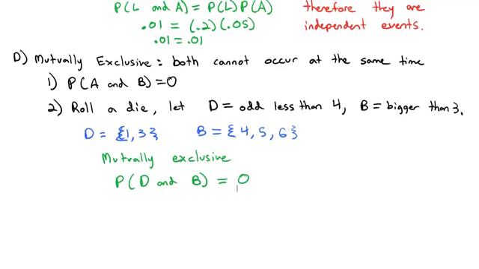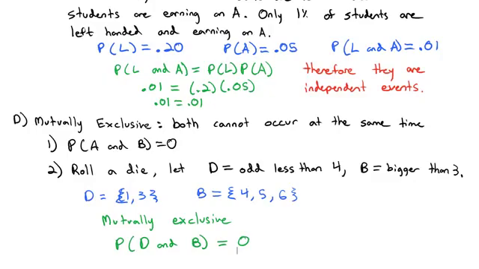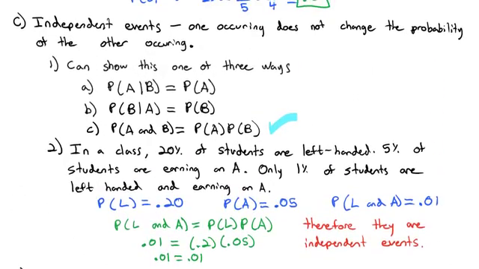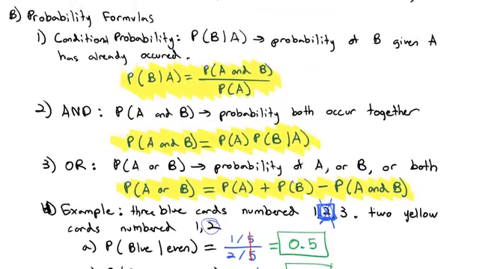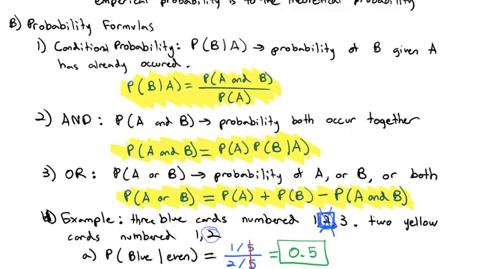So a little vocabulary as we wrap up. Mutually exclusive: both can't occur at the same time. Independent: one occurring does not affect the other occurring. But the big thing that we're looking at today are these probability formulas, conditionals, ands, and ors. Take a look at the homework assignment to practice a few of these. We will try a few more in class and answer any questions you might have then.